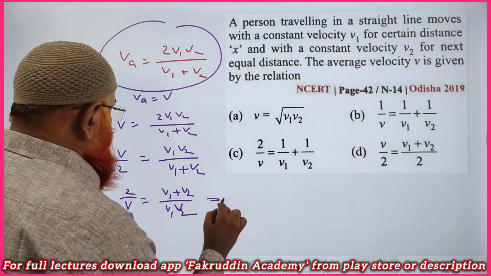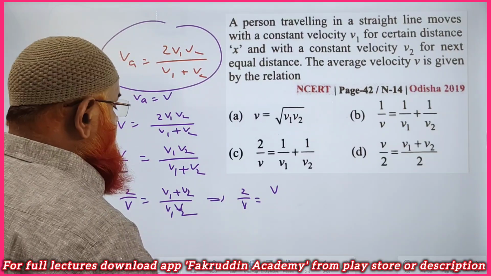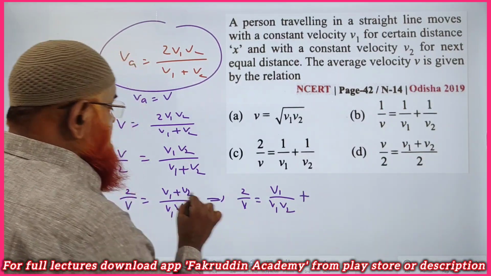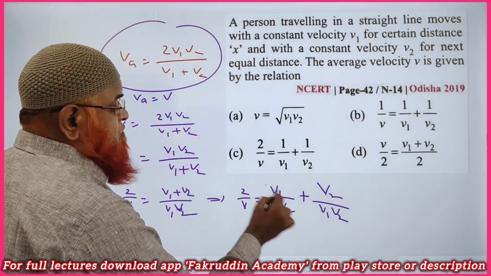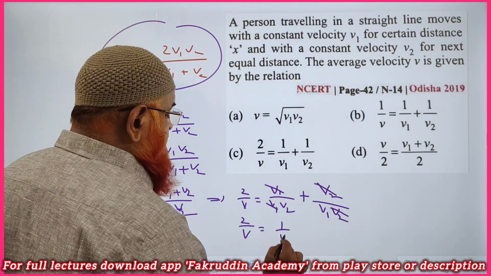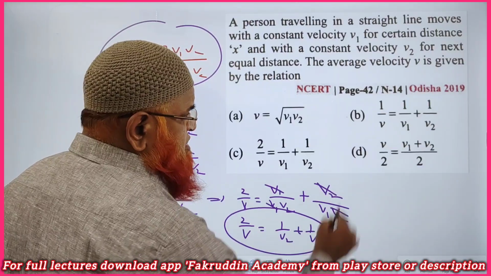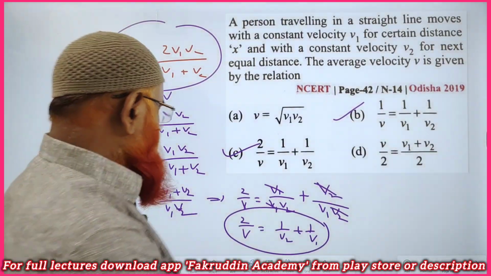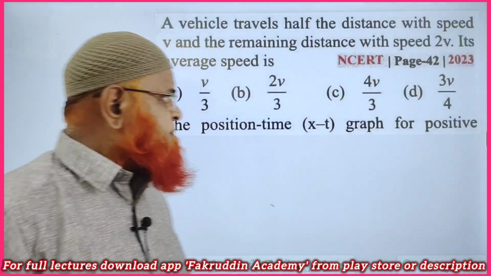Now we divide partially: 2 by V is equal to V1 separately over V1 V2, plus V2 separately over V1 V2. So V1 gets cancelled, V2 gets cancelled. 2 by V is equal to 1 by V2 plus 1 by V1. This is going to be your correct option. Hope you have understood this problem also. Next we can go for the next problem.